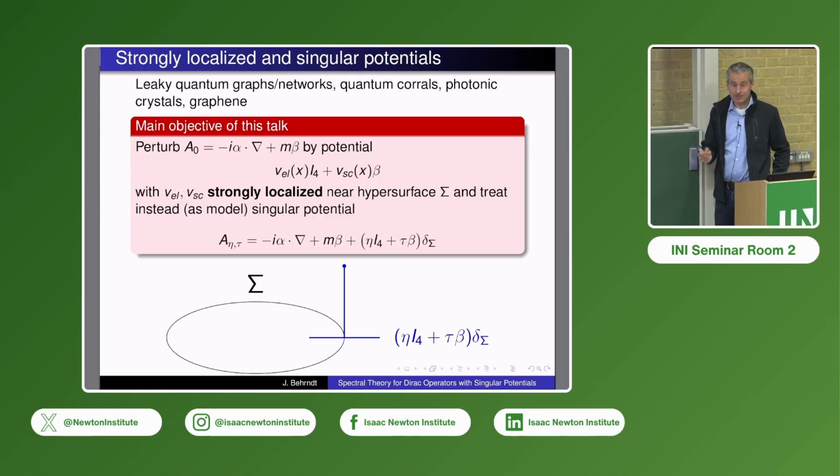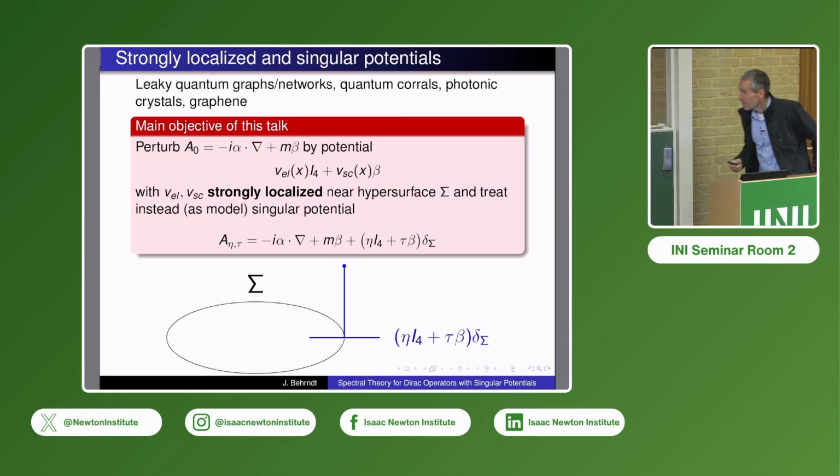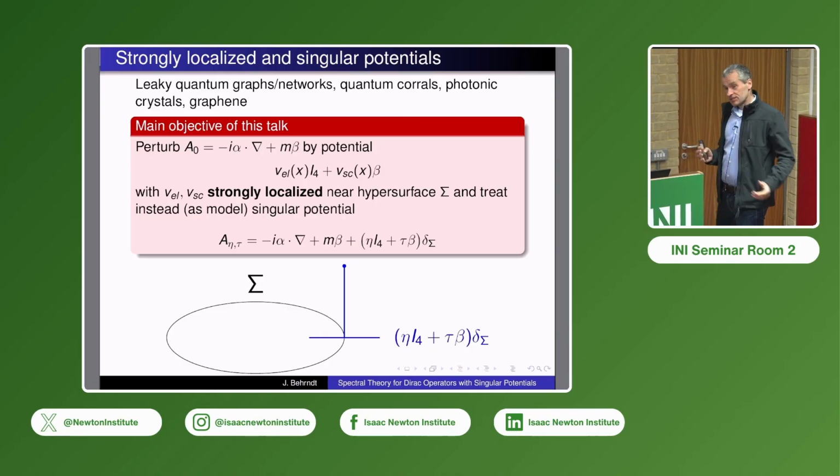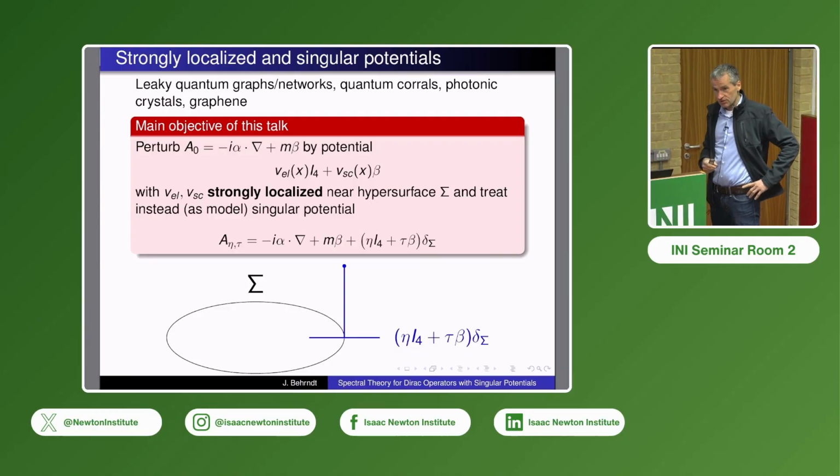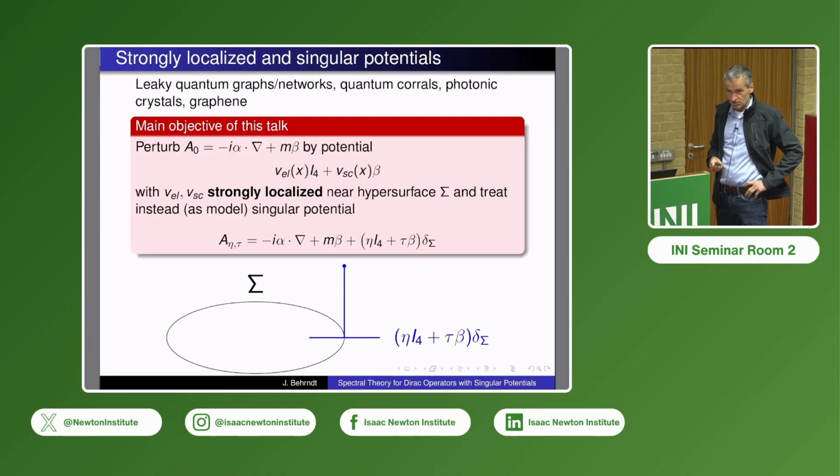The answer is yes, but for Dirac, you have to be very careful. So this is the objective of the talk. Do spectral theory for Dirac operators, having in mind strongly localized potentials, and as a model, use singular potentials, which means delta distributions. Okay, so this is my plan.